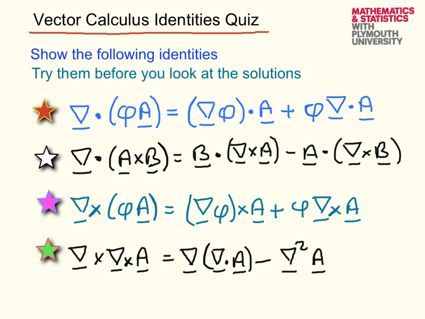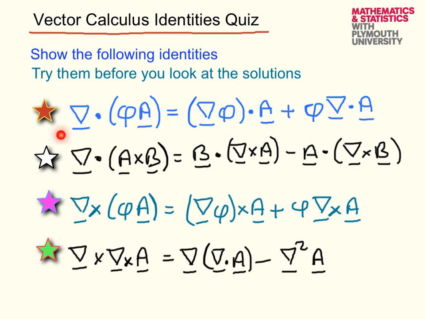So the aim of this podcast is to give you the opportunity to try to prove the following four identities in vector calculus. And just on the notation, I'm assuming here that A and B are vector fields and that phi is a scalar field and that these are differentiable fields.